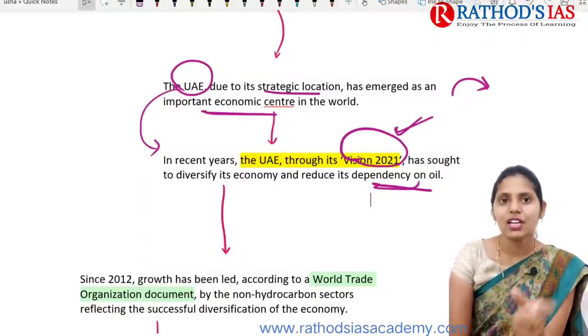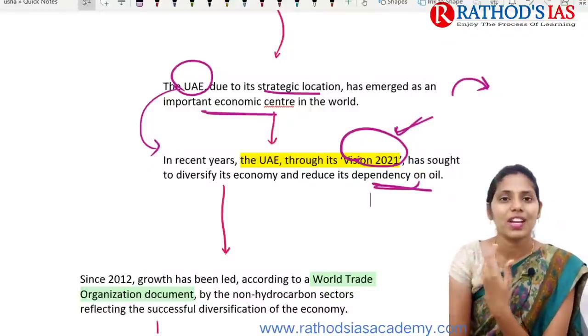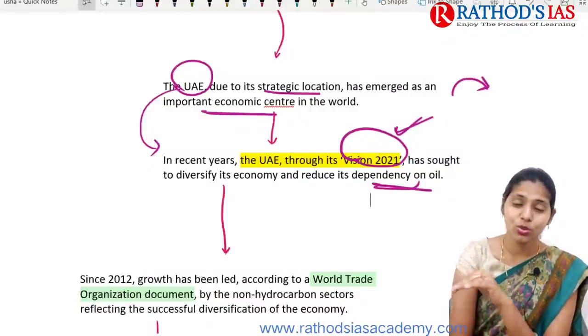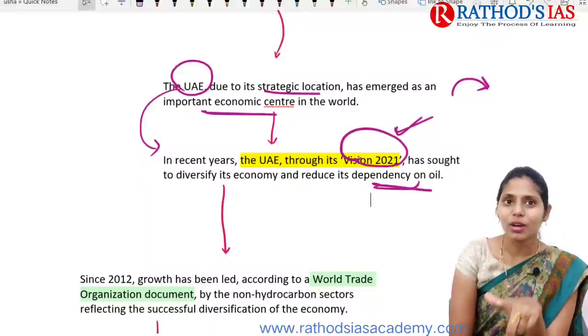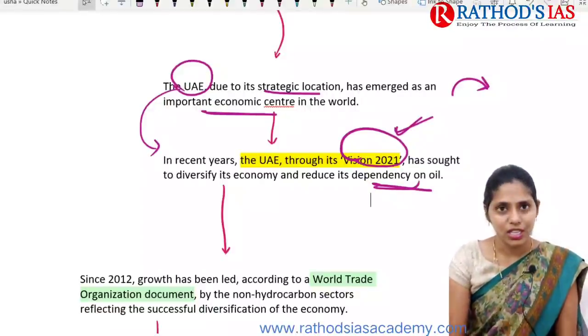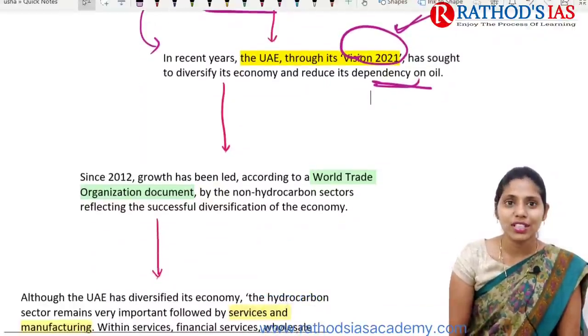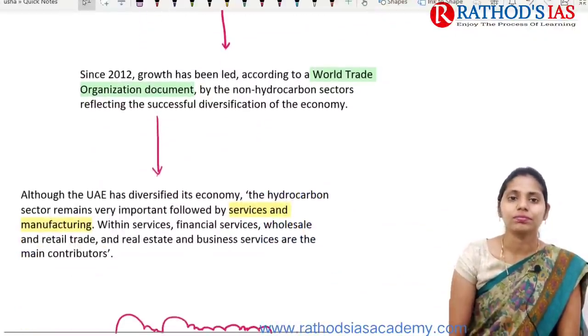For example, if any country is dependent upon oil, and other countries are shifting away from oil and want to go for an alternative, then the economy of this country will collapse. Because of this, the UAE recently came up with Vision 2021 and wants to focus on diversifying its economy.